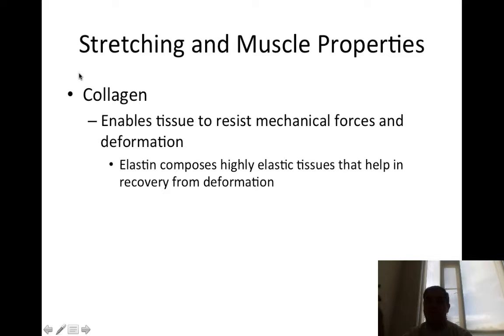So collagen enables tissue to resist mechanical forces and deformation to the tissue. Elastin composes highly elastic tissues that help in recovery from deformation. So essentially, the collagen helps enable the tissue to resist some of the mechanical forces and deformation.